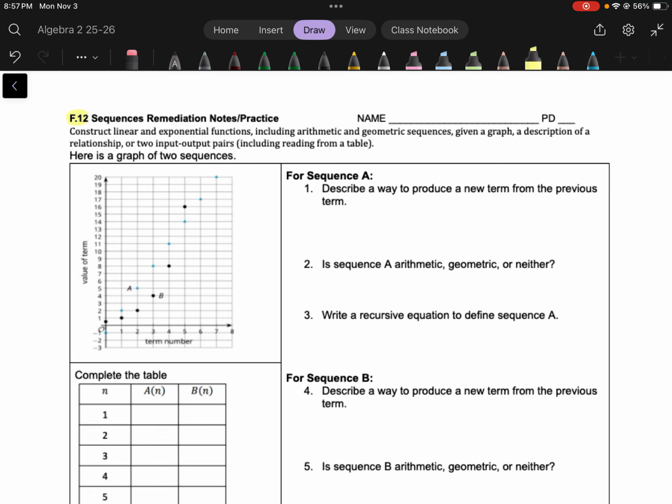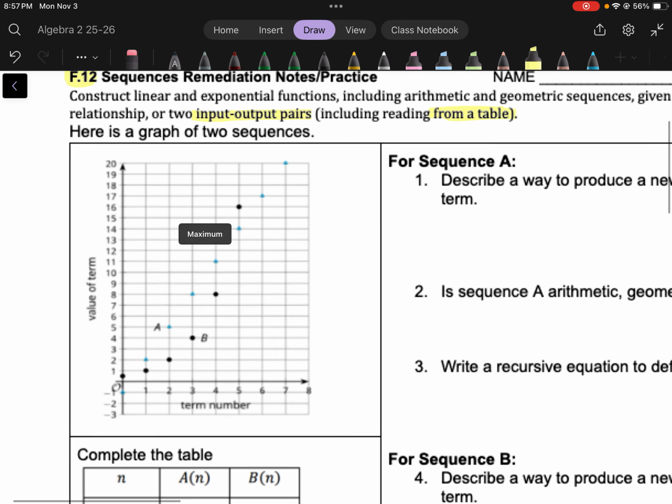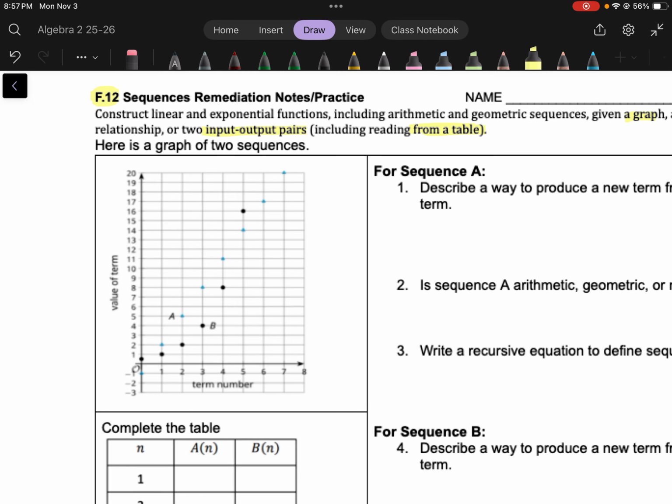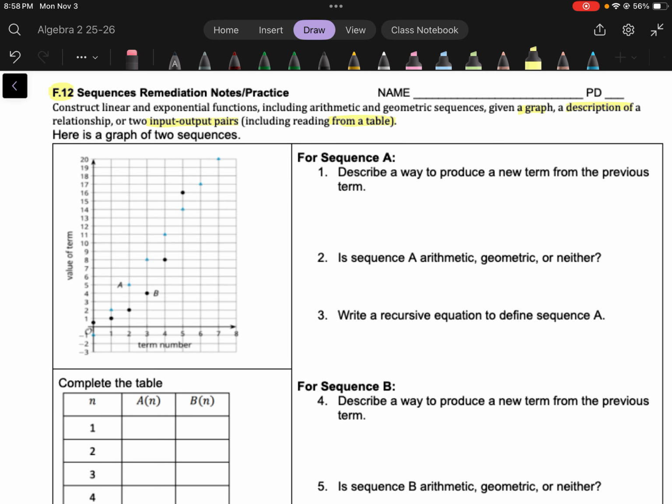It says construct linear and exponential functions, including arithmetic and geometric sequences, given either a graph, a description, input and output values. That could also be from a table. So let's take a look at what we've got. Here's a graph of two sequences. So you can see the blue dots are sequence A, the black dots are sequence B. Make sure as I go through this video, you take notes, and then at the end, you'll correct your example on your test.